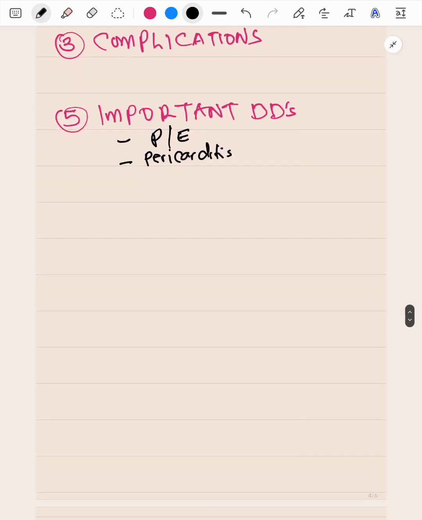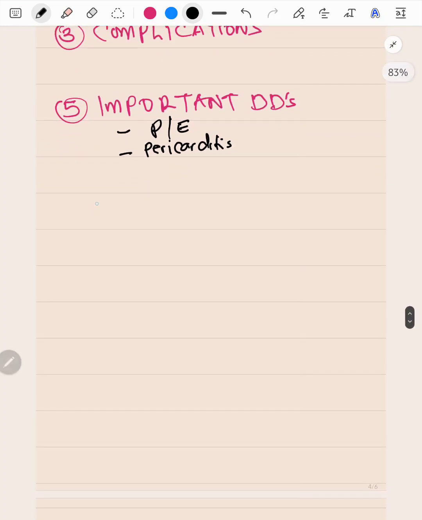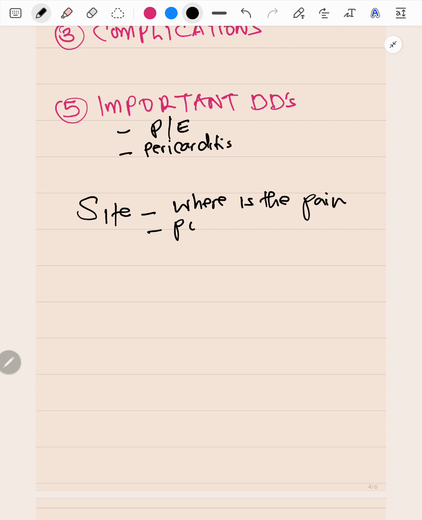So let's talk about Socrates. S, site. How do you ask the patient? You ask the patient, where is the pain? They will tell you, oh doctor, it is on the left side of my chest. Would you please point for me where the pain is? They will show you.